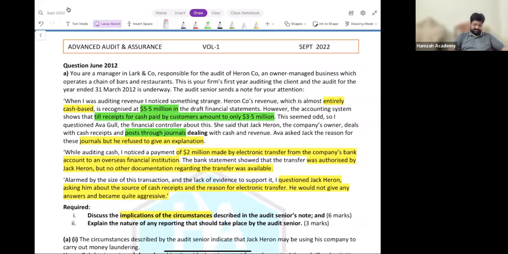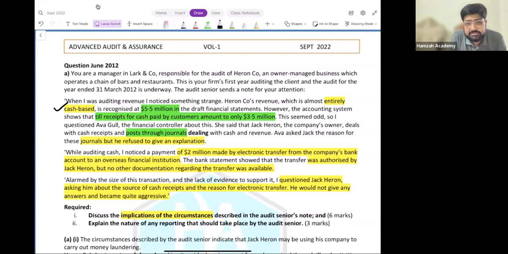Okay, now let us discuss it. So, implication of circumstances described. I have highlighted information in this, if you have gone through it: entirely cash-based. They have 5.5 million in financial statement, till receipt. In the cash counters, what is the difference? The difference is 2 million. Cash counter record is showing till receipt 3.5 million, while 5.5 million is shown in financial statements.